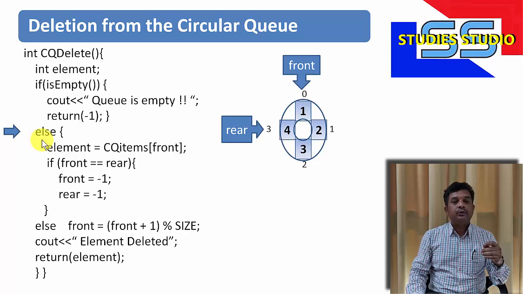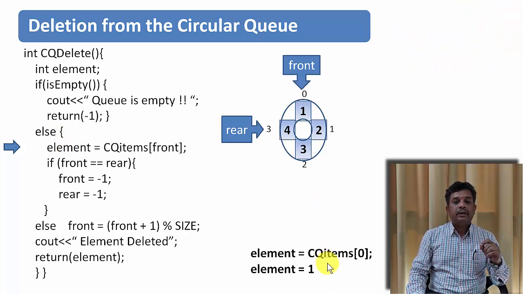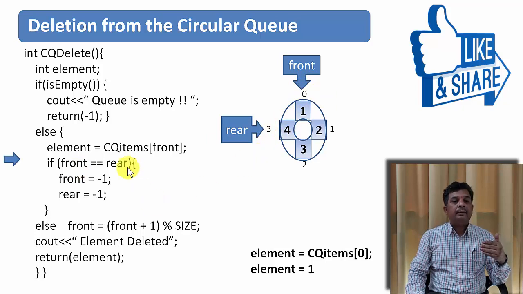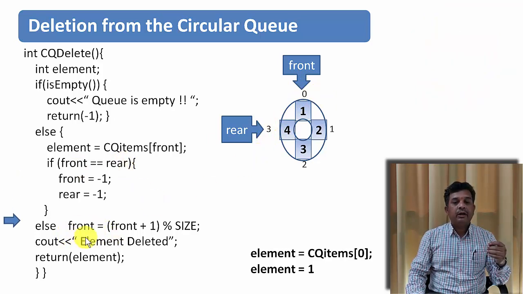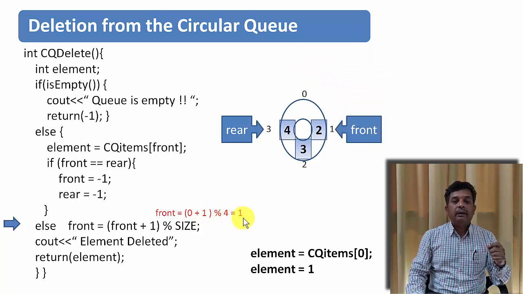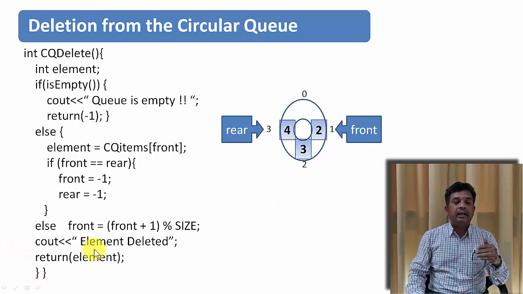In the else part, what we have to do? Whatever is there in the front, we'll save it in the variable called element. So in element, the 0th item is placed, so element contains data 1. Now if front equal to rear? Front is not equal to rear, so again we'll come to the else part. Front equal to (front plus 1) mod size. Front is 0, so (0 plus 1) mod 4 equal to 1. So now front will be pointing to 1. So the 0th data is now deleted. Now we'll say element is deleted and we'll return the variable called element.